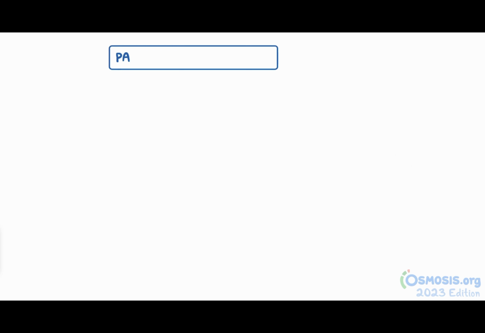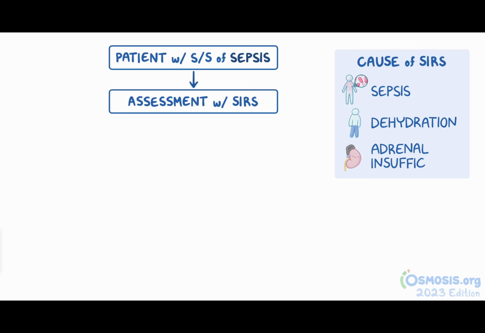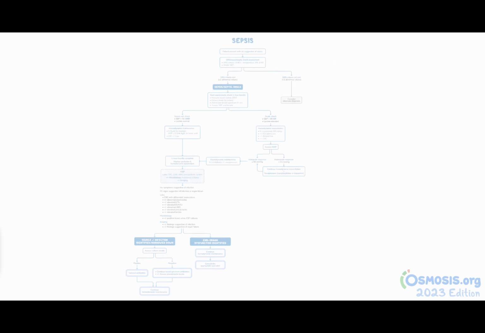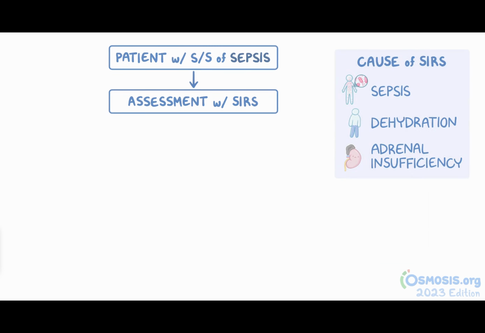When you encounter a patient presenting with signs and symptoms of sepsis, first perform an assessment with a validated metric, such as the Systemic Inflammatory Response Syndrome, or SIRS, criteria. There are numerous causes of SIRS, like sepsis, dehydration, and adrenal insufficiency, so sepsis will cause SIRS, but SIRS is not always due to sepsis. To diagnose SIRS, at least 2 criteria must be met.